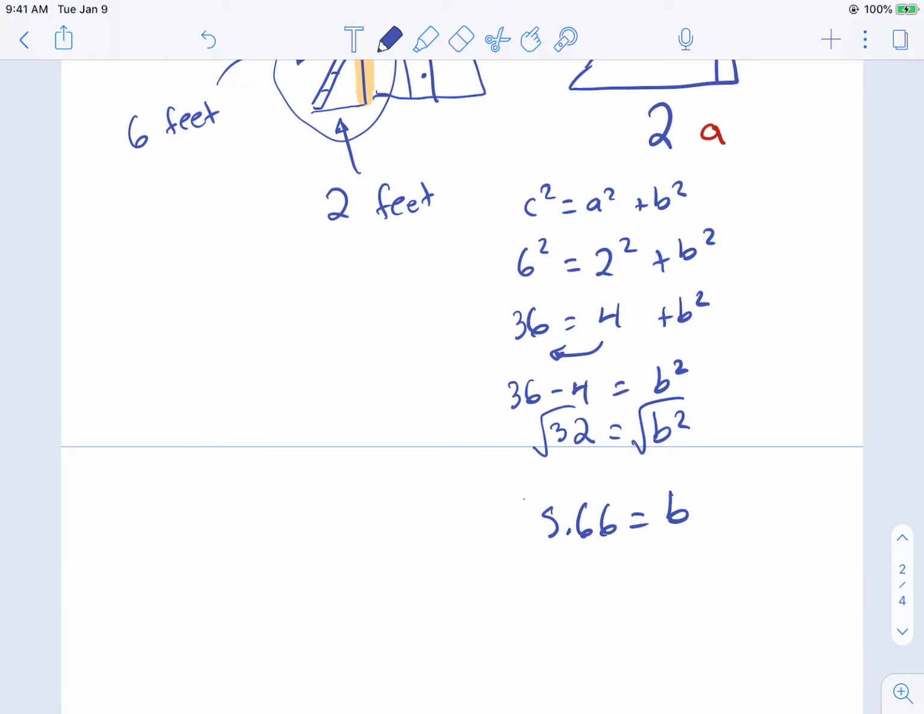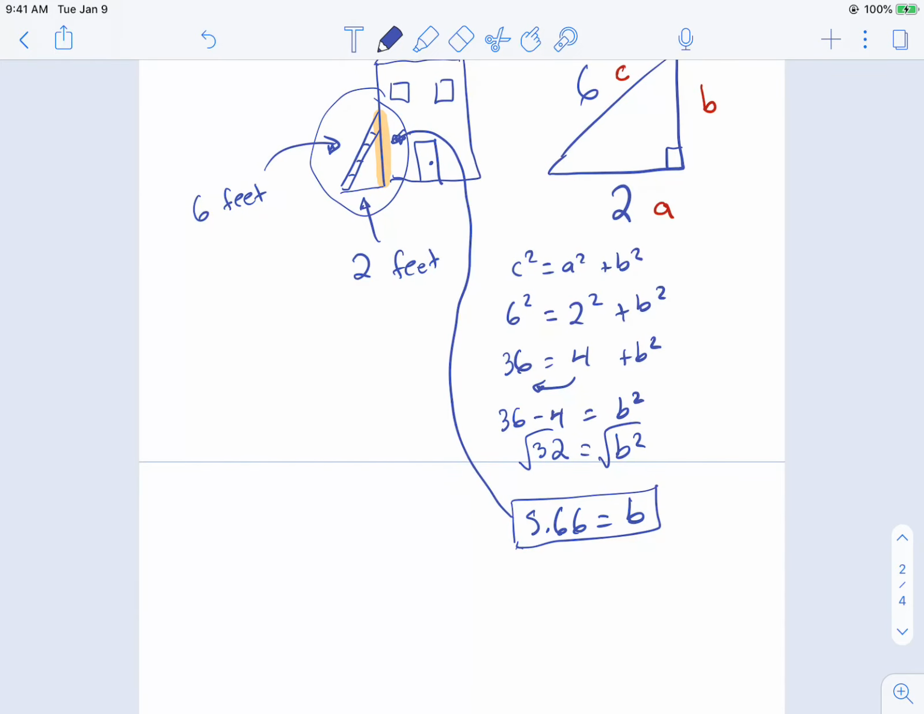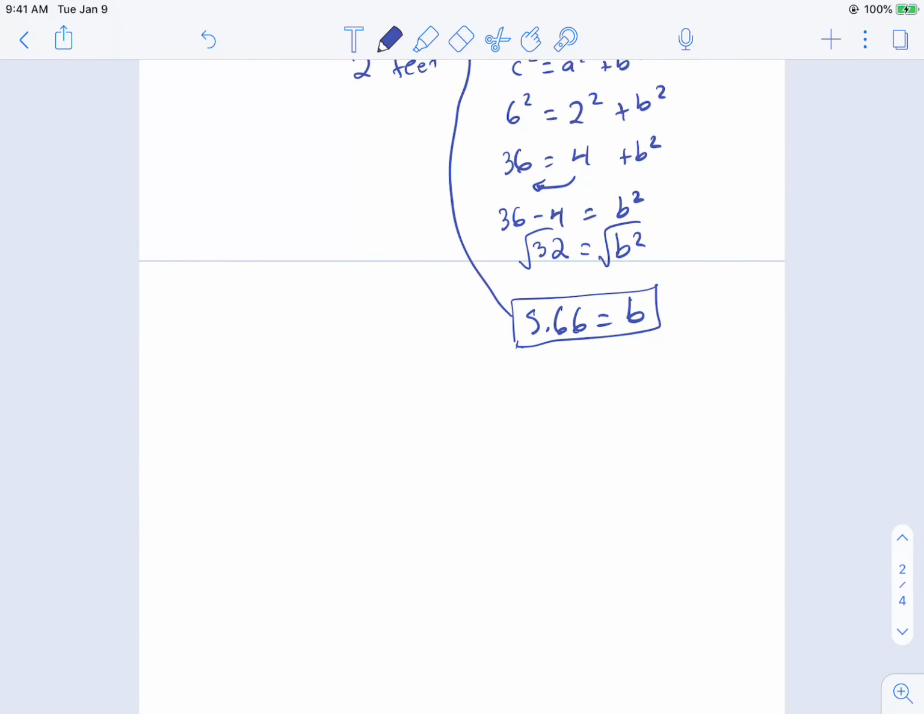So when we do that square root, we get 5.66 equals the value of B. So if I asked you, how high up the house does that ladder go? Well, you should be able to figure that out. You'd say, okay, well, it goes 5.66 feet up that house. And that is all about Pythagorean's theorem. Knowing this, we should be able to solve any problem I throw at you. But now let's move on to part 2.